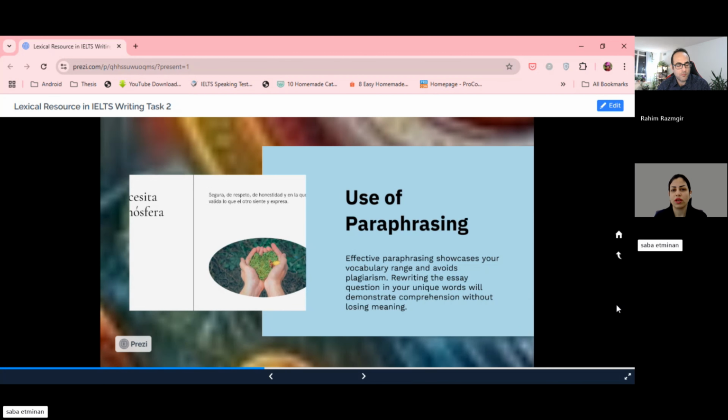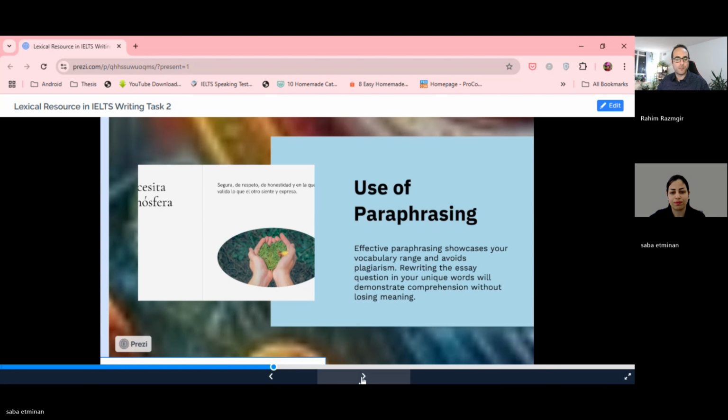One of the other things which can help us achieve a good score in this part is the use of paraphrasing. Effective paraphrasing showcases your vocabulary range and avoids plagiarism. Rewriting the essay question, for example, in your unique words will demonstrate comprehension without losing meaning. If you just copy the words from the question, of course, it will lead to losing marks.